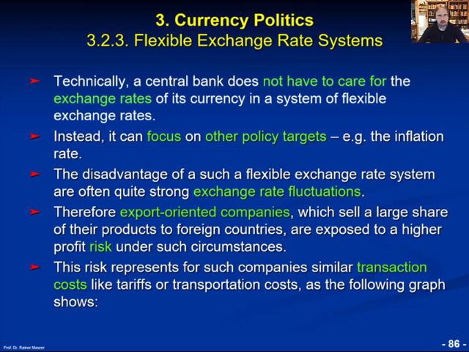Therefore, export-oriented companies which sell a large share of their products to foreign countries are exposed to higher profit risks under such circumstances. This risk represents for these companies similar transaction costs as tariffs or transportation costs, as the following graph will show.